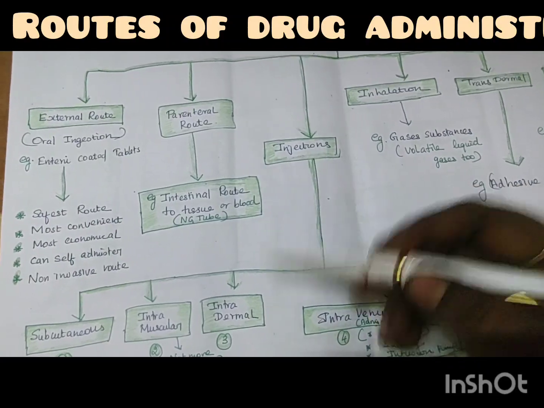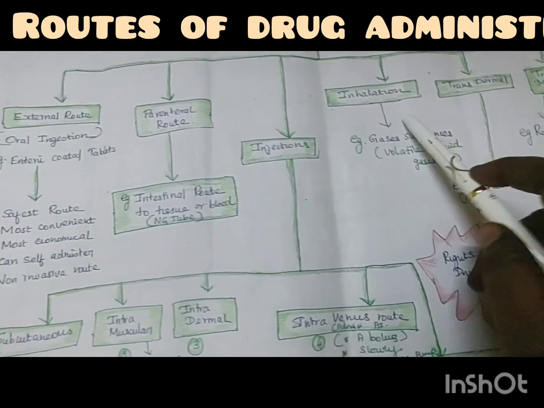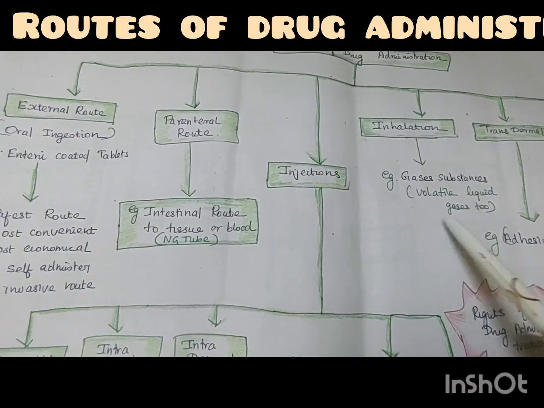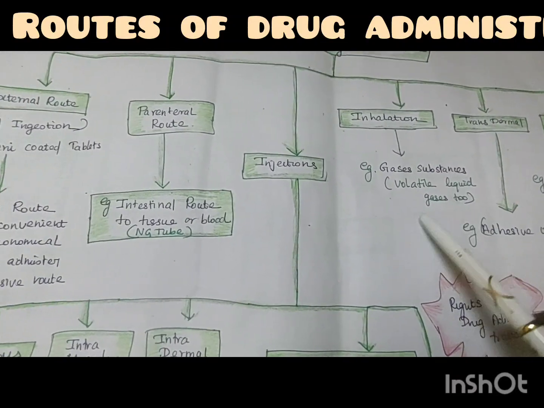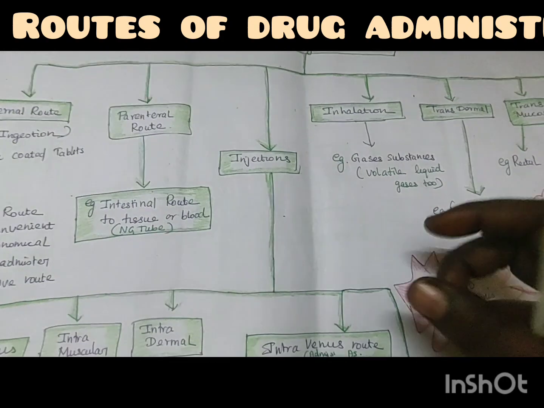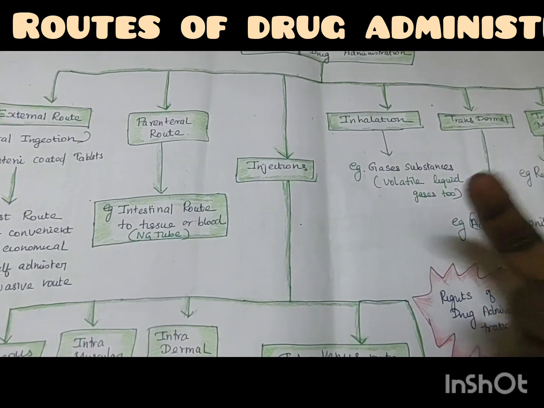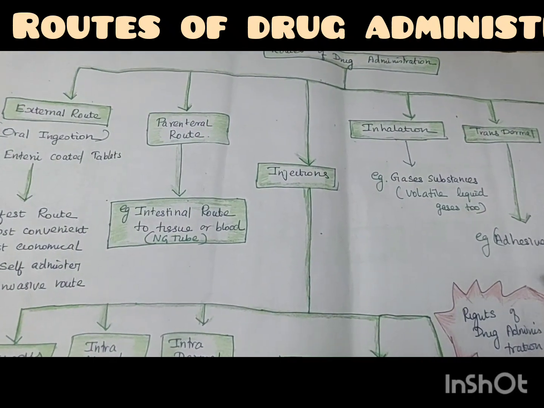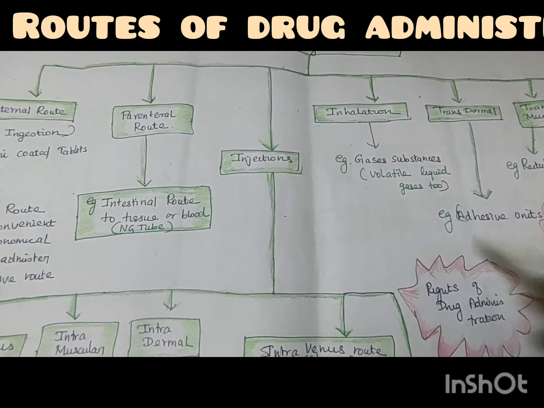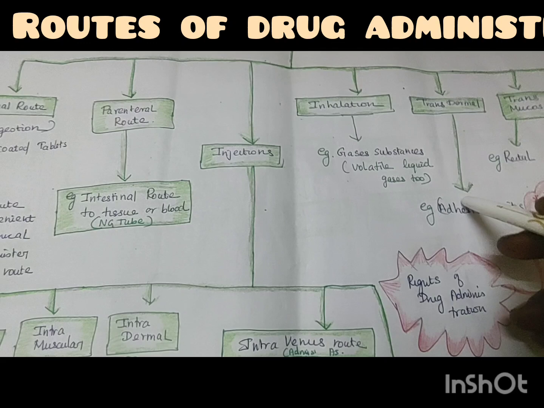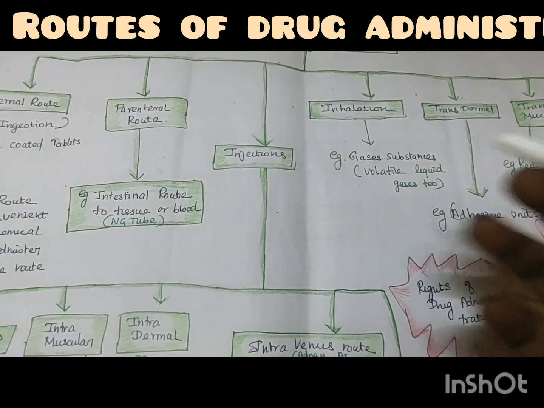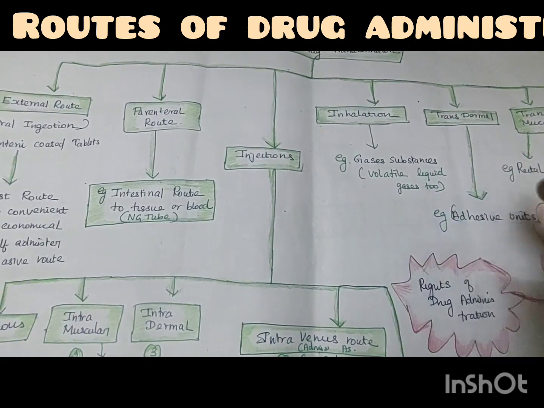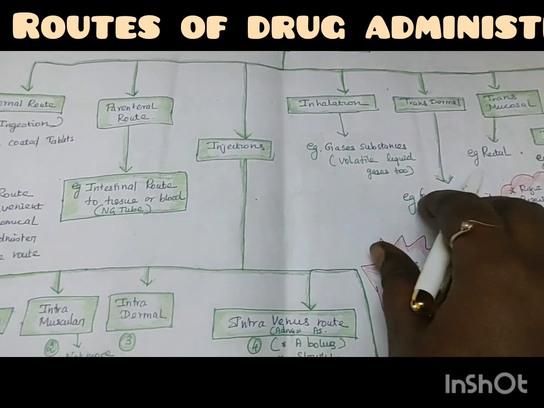Then injections. Before injections, let us see inhalation. Some drugs are given in the form of inhalation, like gaseous substances: salbutamol, budesonide. When you vaporize these liquid forms, the drugs act upon the respiratory tract. And transdermal, like patches, nicotine patches or progesterone patches. A slow amount of the drug is absorbed through the skin and tissues, and it goes into the body.